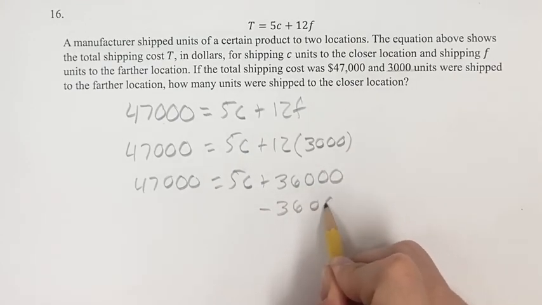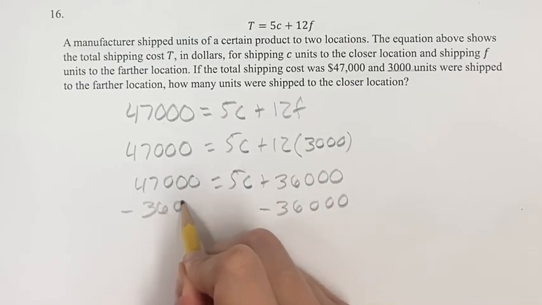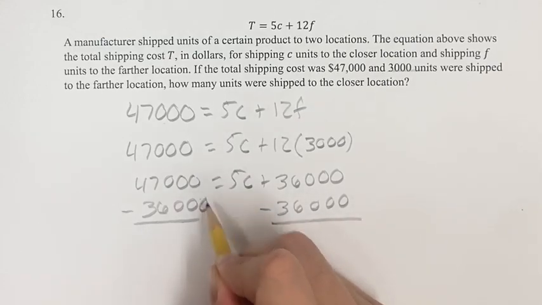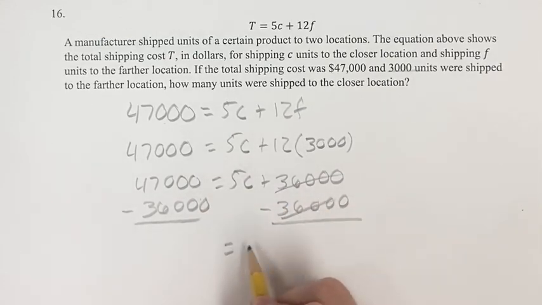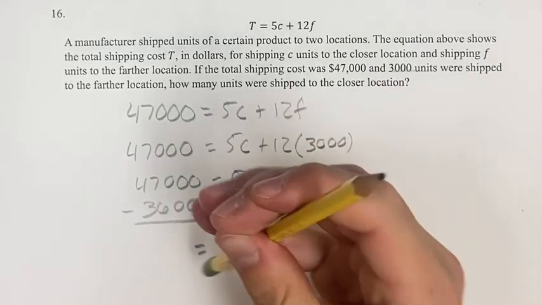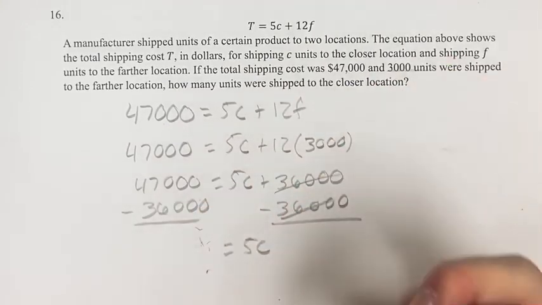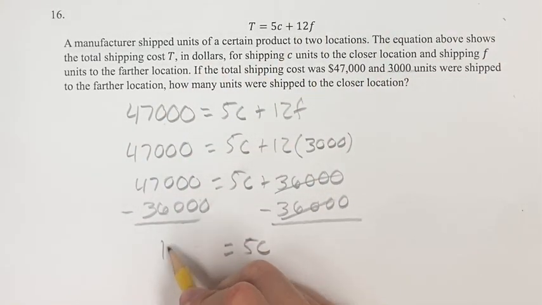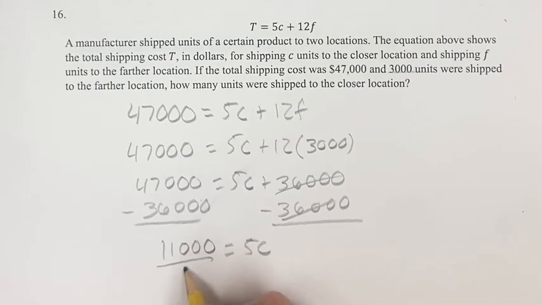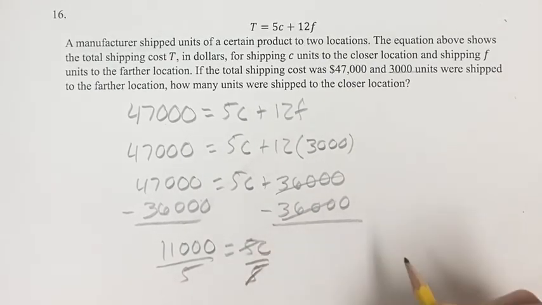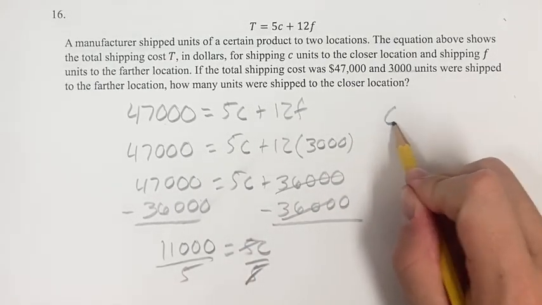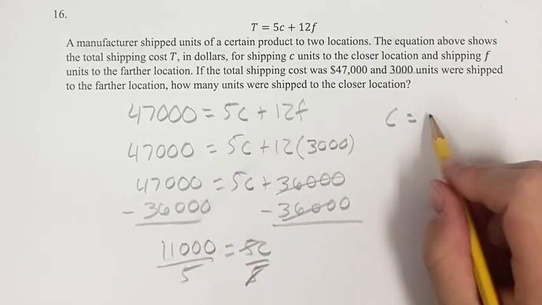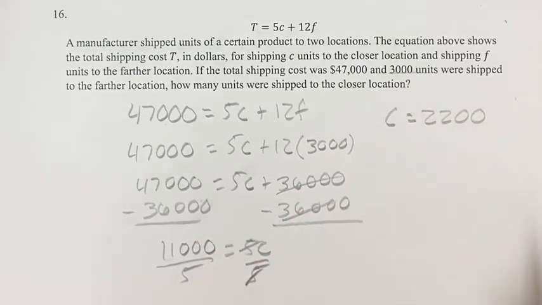Subtracting 36,000 from both sides, we get these canceling out, and we have 5c is equal to 47,000 minus 36,000, which is 11,000. Now we just divide both sides to solve for c, and just rewriting this up here, we have c is equal to 11,000 divided by 5, which is 2,200.